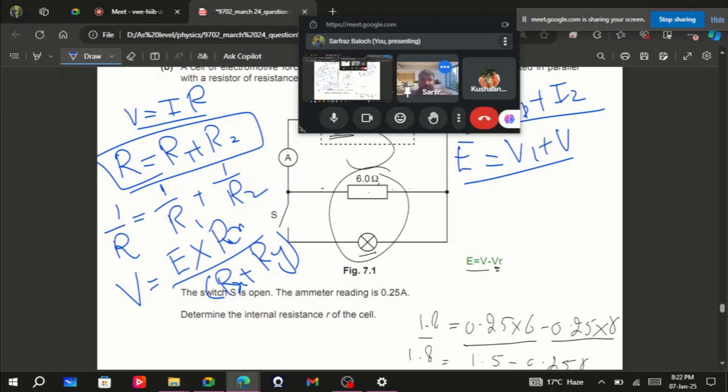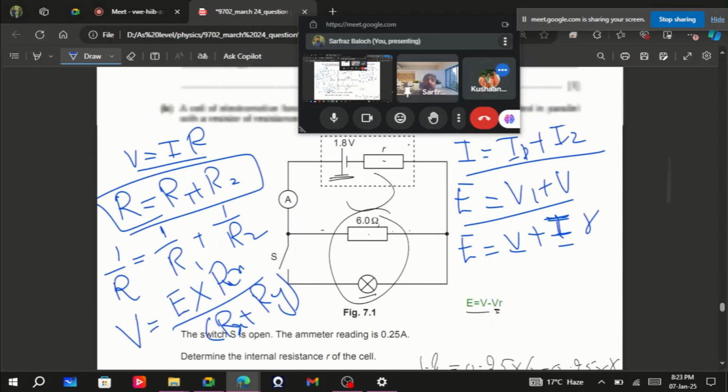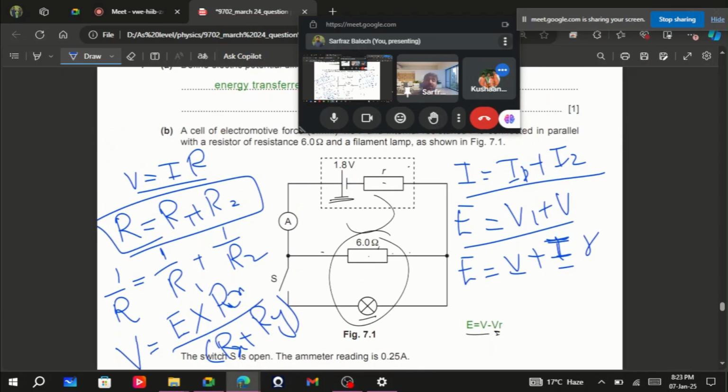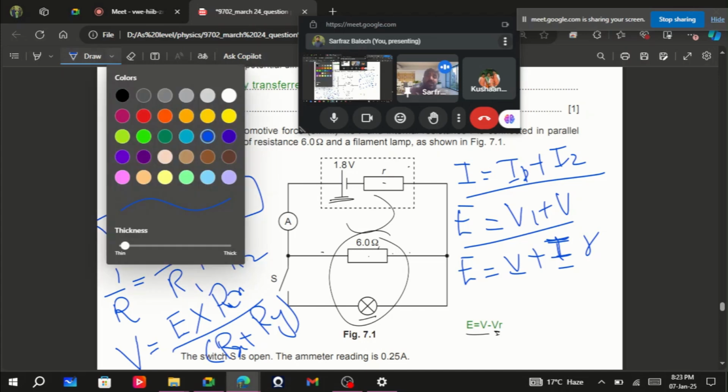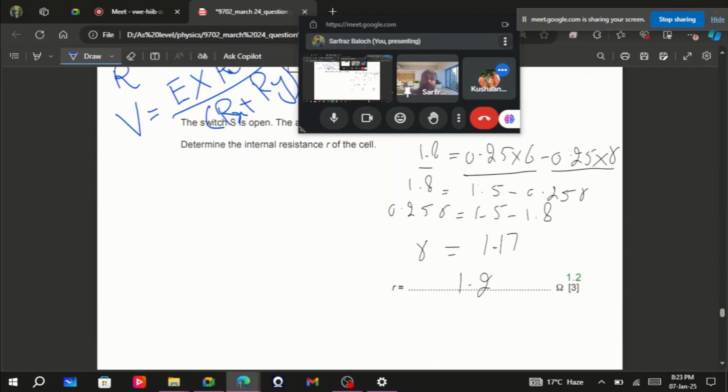And when the internal resistance of the battery plays its role, you should keep in mind this relation: E is equal to V plus IR. V is the potential difference across the terminals, and IR is the potential across the internal resistance. All these are the relations you see on screen related to such problems. Okay.